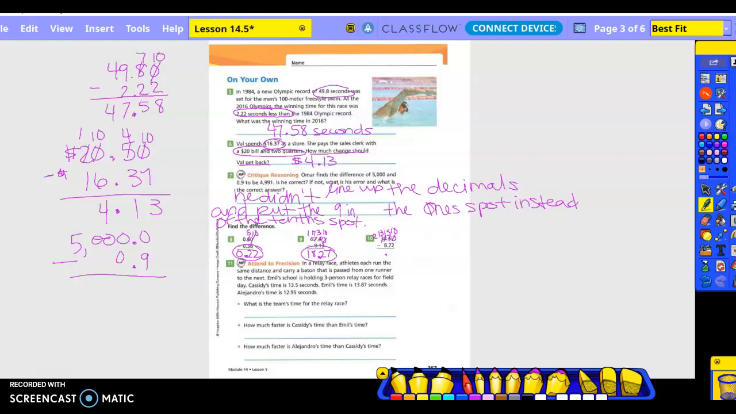You guys should keep things lined up a little better than that, but me trying to write on there is a little harder, right? Okay, so 10 minus 2 is 8. 15 minus 7 is 8. 13 minus 8 is 5. And then bring down the 2, so our answer is 25 and 88 hundredths.